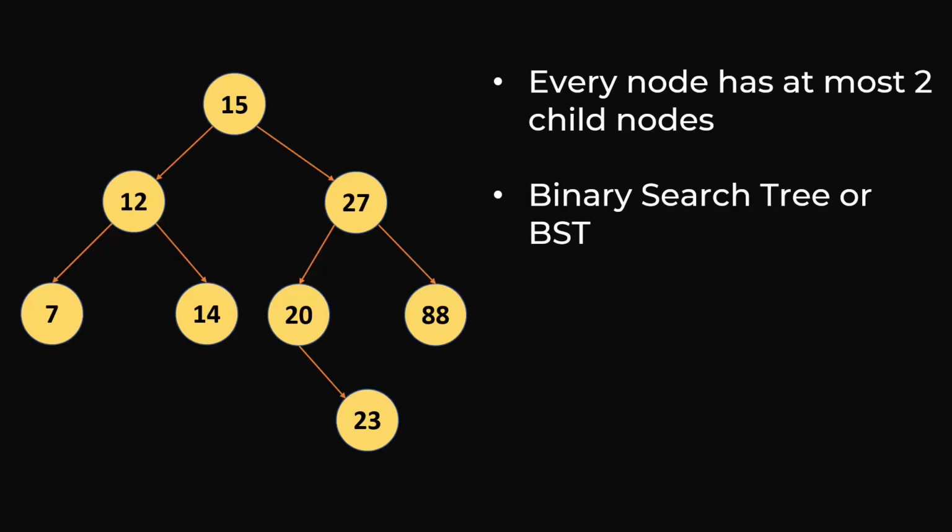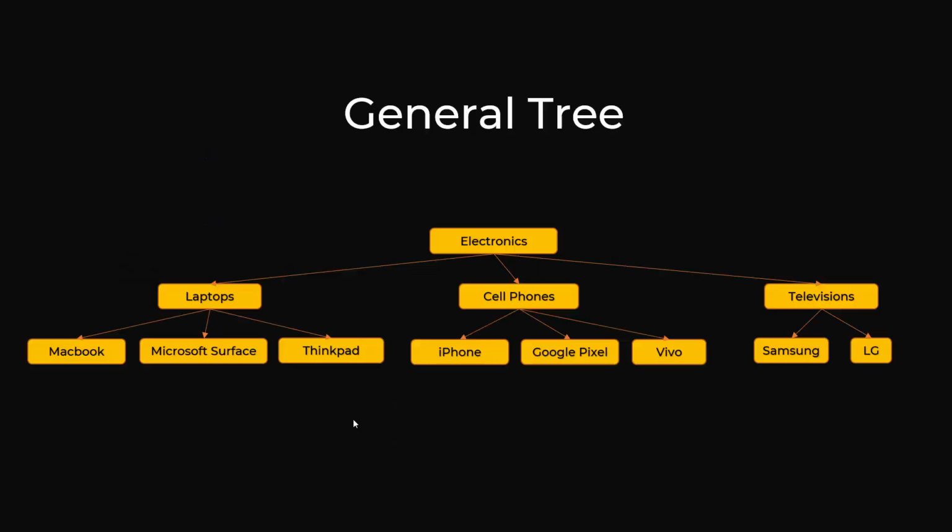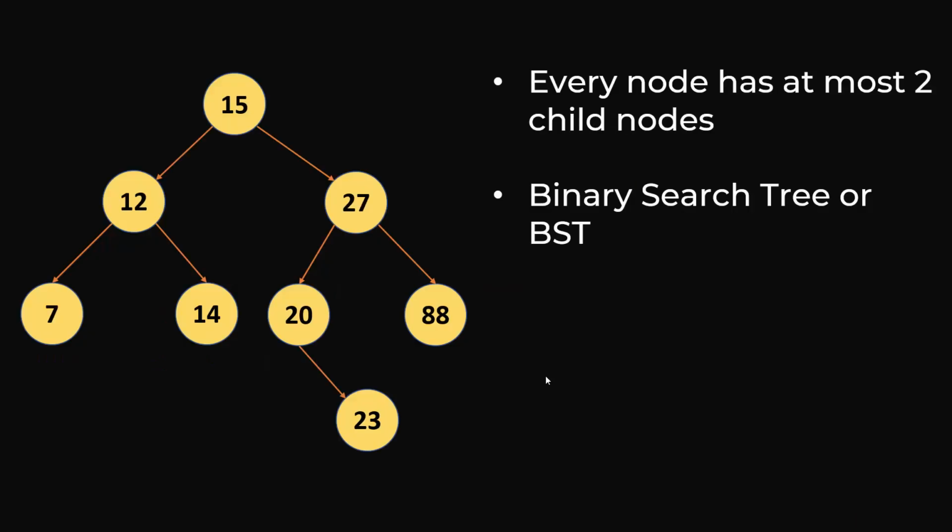So a binary tree is nothing but a regular tree with a constraint that each node has at most 2 child nodes. Here this node 12 has 2 child nodes, 7 and 14. 20 has only one child node, 23, which is okay. The maximum number of child nodes that a particular node can have is 2. If you look at our example of the electronics product tree, cell phone had 3 nodes, so this is not a binary tree. A binary tree has at max 2 nodes.